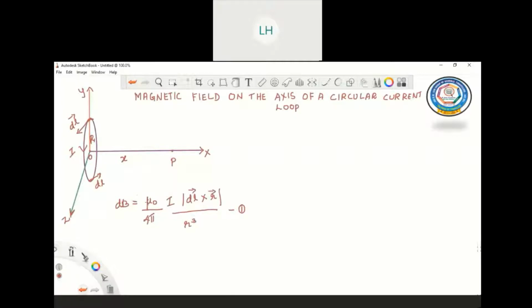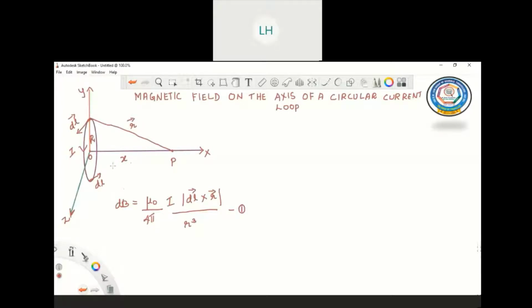Now we are going to find the strength of the magnetic field here. Let us assume this element dl is at a distance of r from the point P. So this is our r.